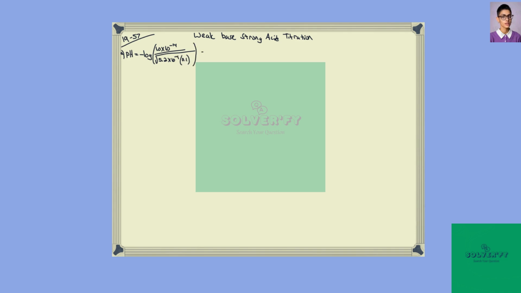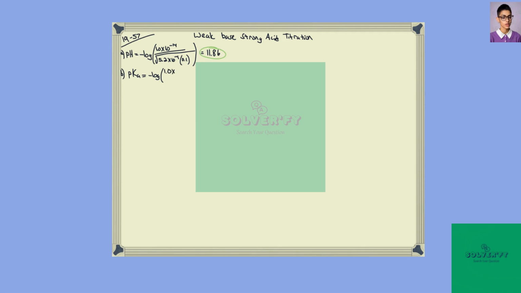The hydroxide concentration, as you recall, for a weak base is simply equal to the square root of Kb, 5.2 times 10 to the negative 4, multiplied by the concentration of the weak base, 0.1 molar. This is our hydroxide concentration. If we divide this into Kw, we will get the hydronium concentration. If we take the negative log of the hydronium concentration, we will get our pH of 11.86.